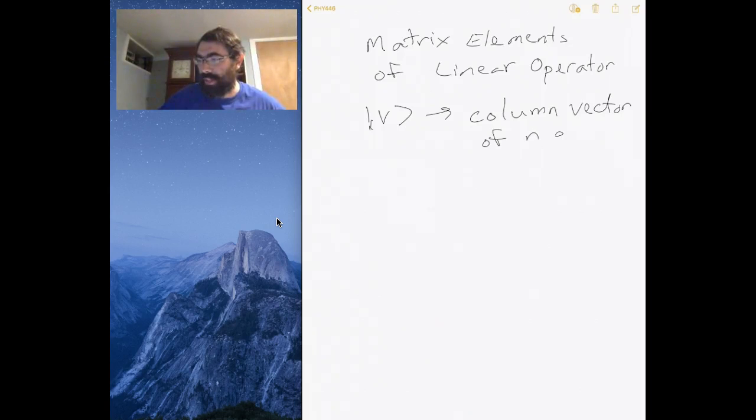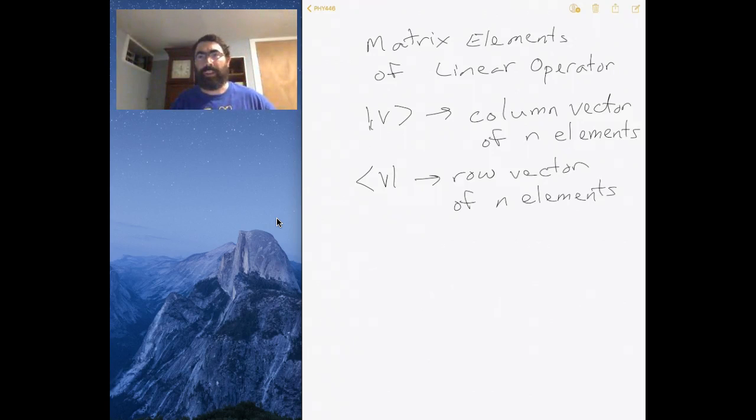of n elements, and our bra is a row vector of n elements, like so. So those two dimensions of both of those vectors, the column vector and the row vector, match.